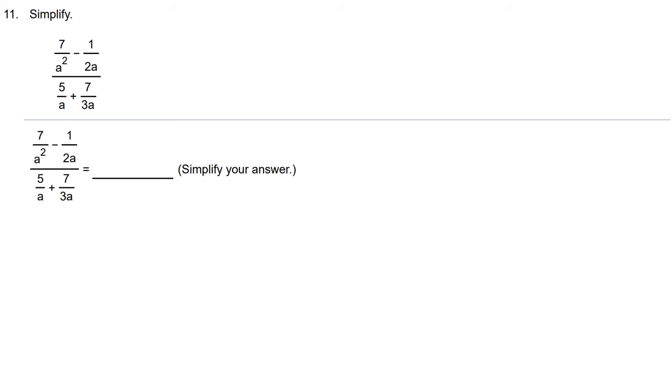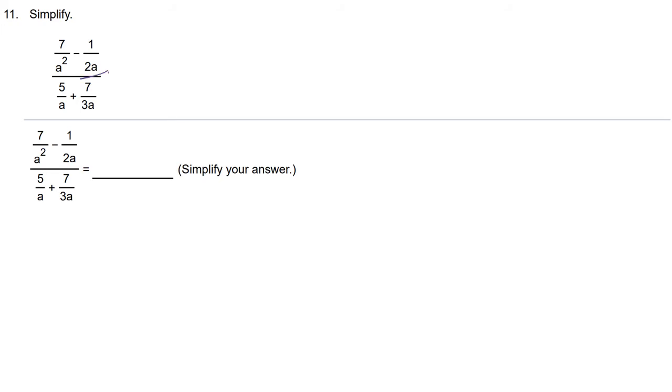Number 11 is a complex fraction. There are 4 fractions. There's 2 fractions on the top, which we're going to need to combine into one fraction. There's 2 fractions at the bottom, which we're going to need to combine into one fraction. And then there's the whole big fraction that's happening. The whole thing is a fraction. So don't get overwhelmed by this.